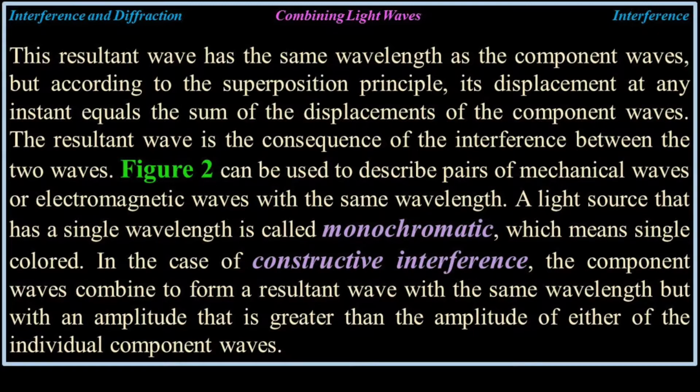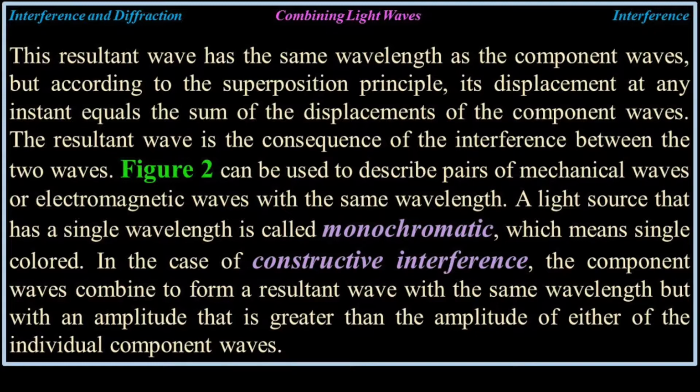Figure 2 can be used to describe pairs of mechanical waves or electromagnetic waves with the same wavelength. A light source that has a single wavelength is called monochromatic, which means single colored. In the case of constructive interference, the component waves combine to form a resultant wave with the same wavelength, but with an amplitude that is greater than the amplitude of either of the individual component waves.